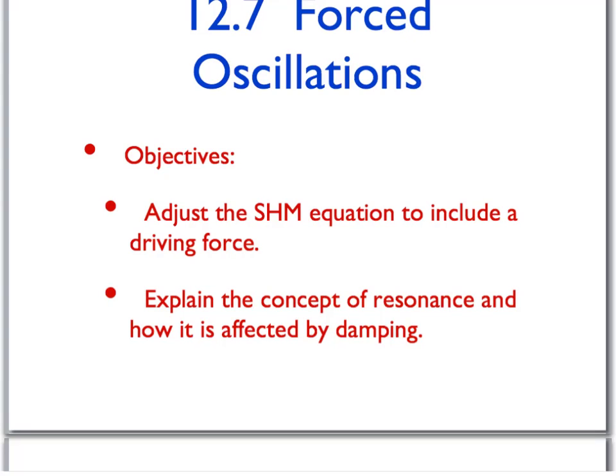Section 12.7 is all about forced oscillations. Our objectives here are to adjust the simple harmonic motion equation to include a driving force, and also explain the concept of resonance and how it's affected by damping.